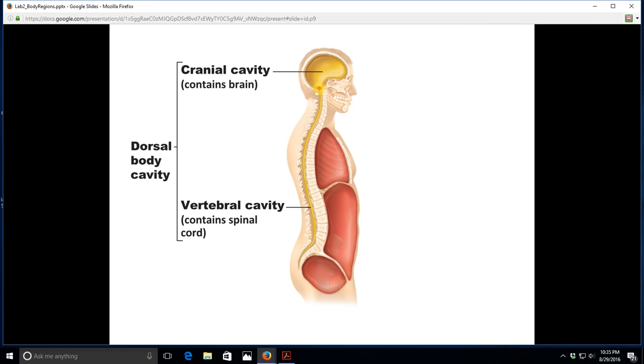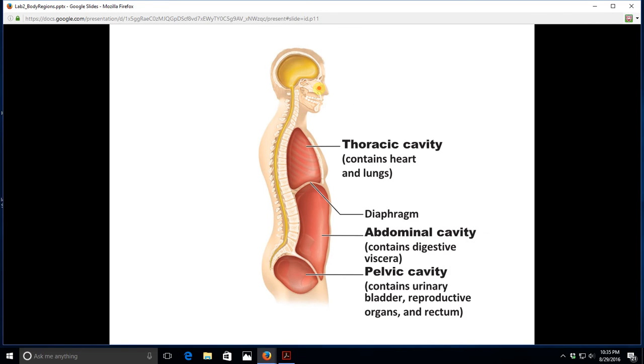All right, this dorsal body cavity, the cranial and vertebral cavity, are lined by these membranes called meninges. If you've heard of meningitis, that's inflammation of the meninges. Okay, what about the front? Well, the front is going to be the ventral body cavity, which I actually don't have written down here. I probably should. It's colored in red. It is the ventral body cavity.